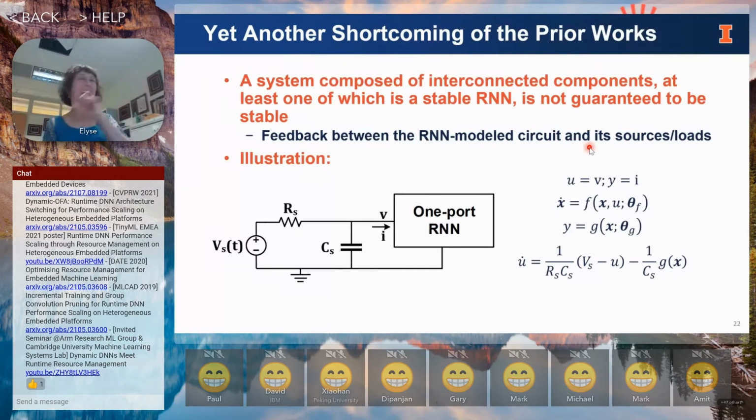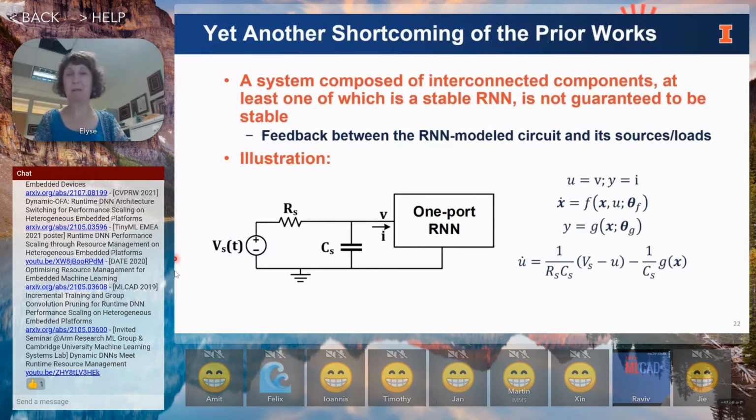All right, but that doesn't address all of our concerns regarding stability. Presumably, we want to take the models we have of the various circuit blocks and combine those together to create a system model. And even if those individual component models are stable, there's no guarantee that the overall model of our system will be stable, because there may be feedback between the various components. What we're specifically concerned about is feedback between an RNN model of a circuit and the circuit sources and loads.